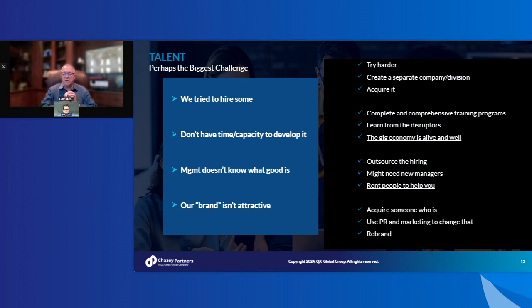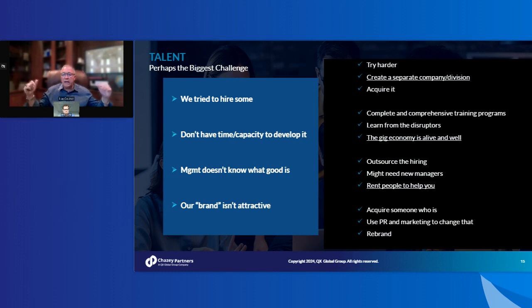Create a separate company or division. It's a very common strategy. Give it a new brand, hire different people, give it a different charter, and have it exist here, and have it then develop and influence things across the core enterprise.